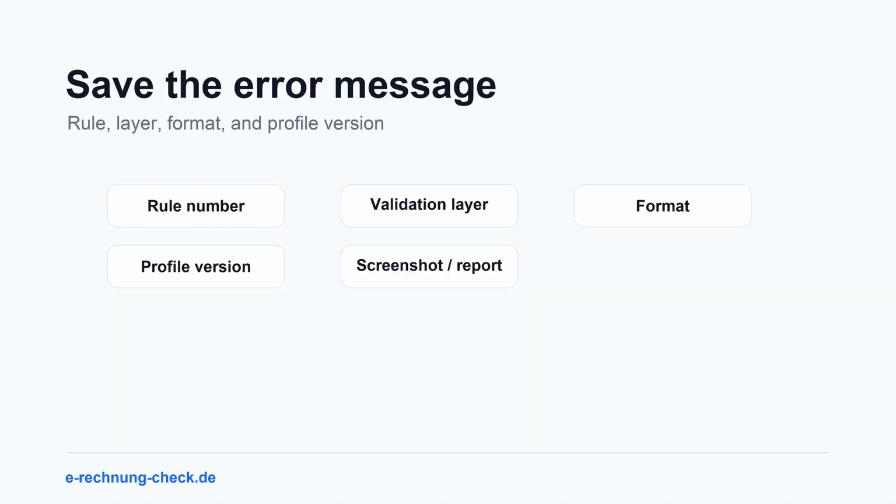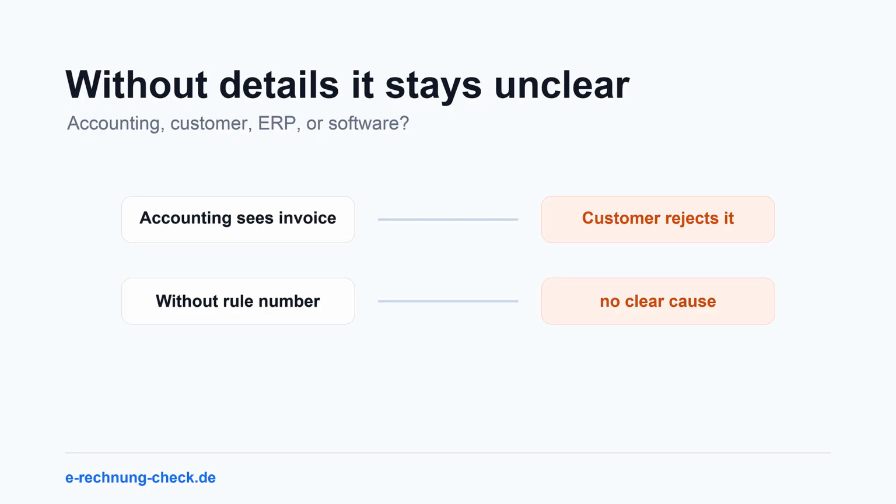If you receive a rejection, first save the exact error message. Useful details include the rule number, validation layer, detected format, profile version, and, if available, a screenshot or validation report from the receiver. Without those details, the discussion stays unclear. Accounting can see the invoice, the customer rejects it, and nobody knows whether master data, ERP mapping, tax logic, or transmission is the real issue.